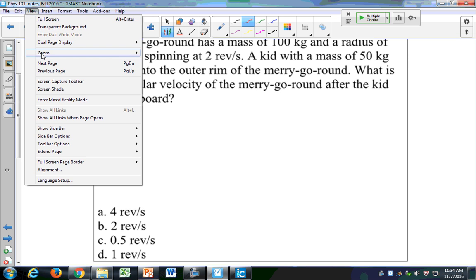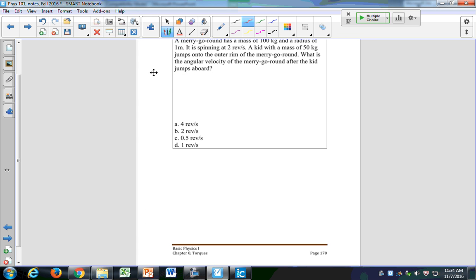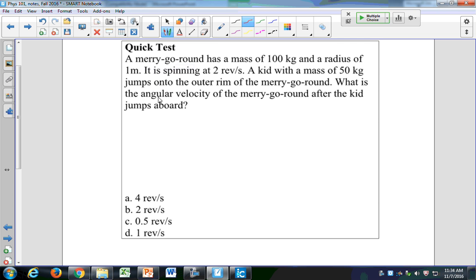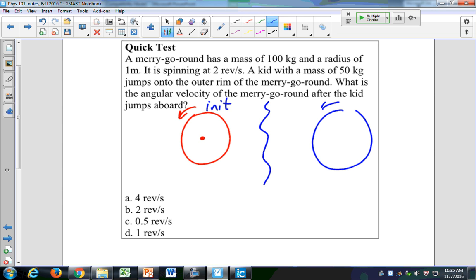So in this case, I have a merry-go-round, and it's spinning, and this kid jumps onto the outer rim of the merry-go-round. And I want to know now, what is its new speed? So in my initial state, I have this merry-go-round, and it's moving at a certain speed. And then in my final state, this is initial. In my final state, I have this merry-go-round. It's still spinning, but now I have a kid that has jumped onto the outer edge of it.